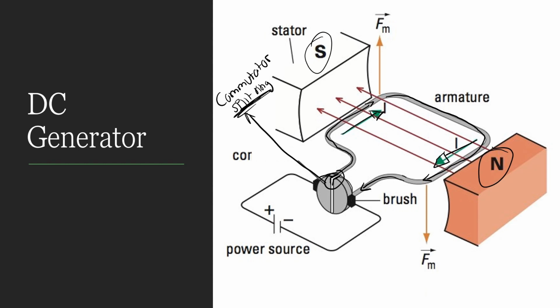Okay, now attached to the split ring, we have something. Do you see those black things over there? They are called brushes. Now, what do brushes do? The brushes connect that coil over there to the external circuit. So when you look here, this is the external circuit. The brushes allow the current to flow to this circuit over here.